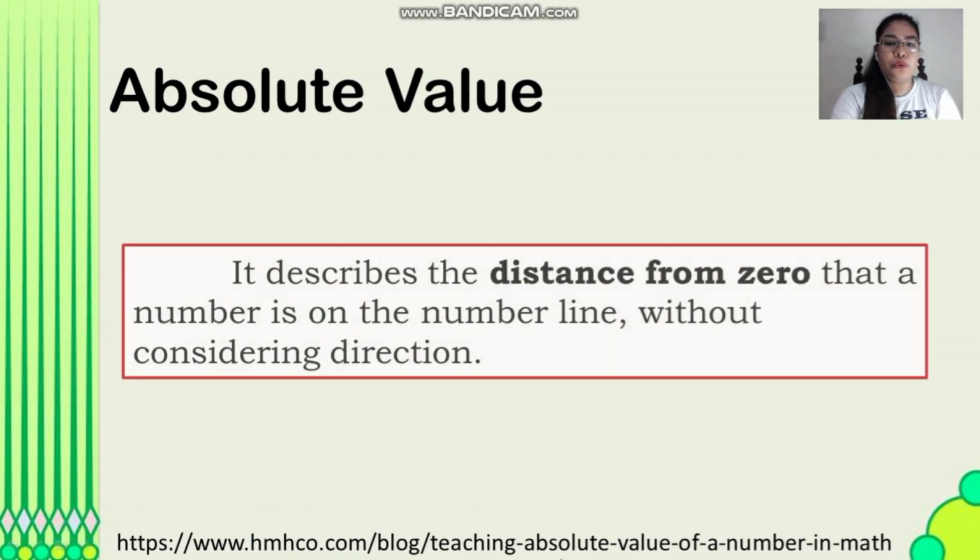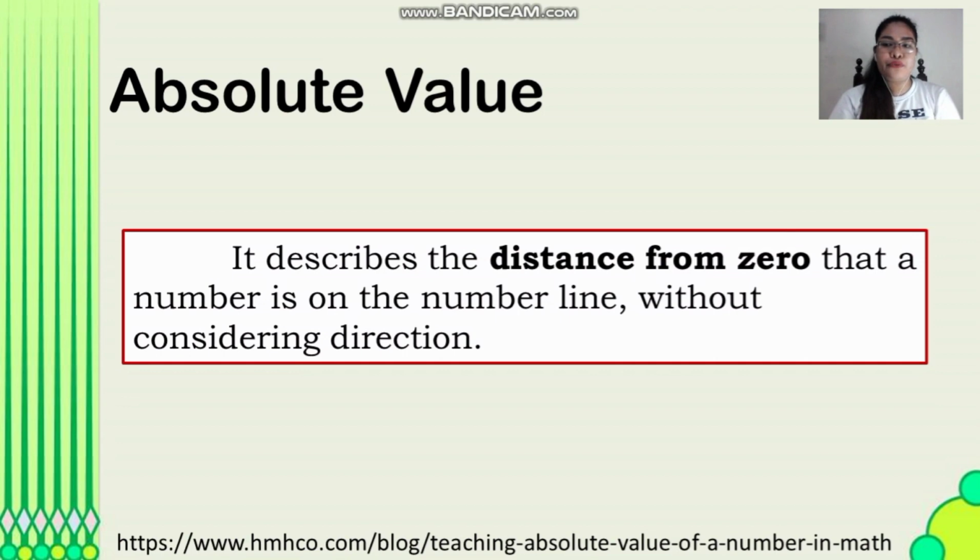Okay, absolute value, it describes the distance from zero that a number is on the number line without considering the direction. So, na-mention po natin yung salitang distance. Ang tanong po, meron po ba tayong negative distance? Kung ang sagot niyo po ay wala, tama po kayo. So, ang ibig sabihin lamang po niyan, pag pinag-usapan natin si absolute value, ay kukunin lang po natin ang positive value ng isang integer. Ulitin ko po, positive value ng isang integer.